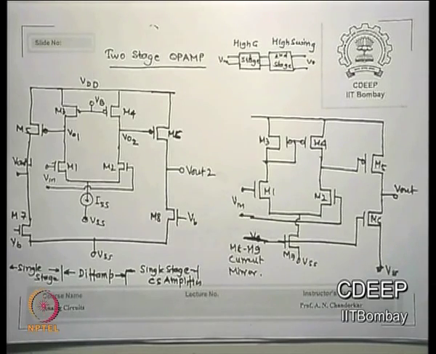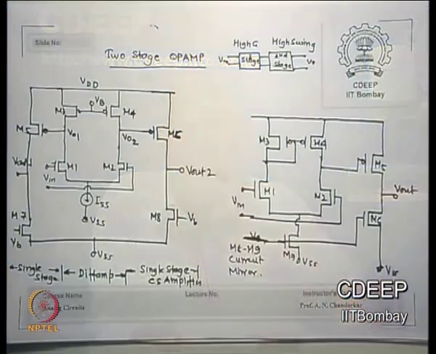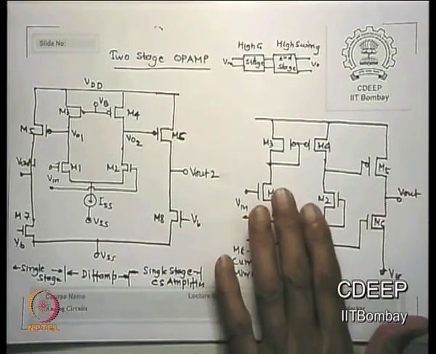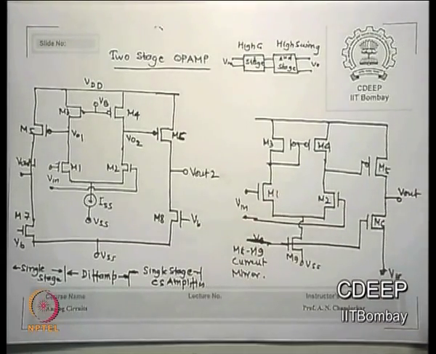Is that point clear? OPAMPs are no different from the amplifiers which we already designed, and we have already seen how they are solved. This is the second part of this circuit, called the single-ended output. What kind of loads are we using here? Mirror loads.